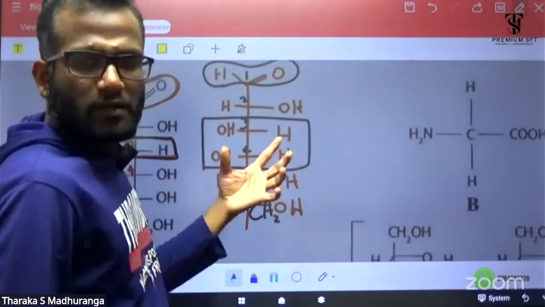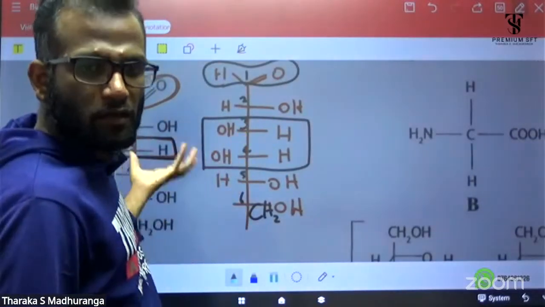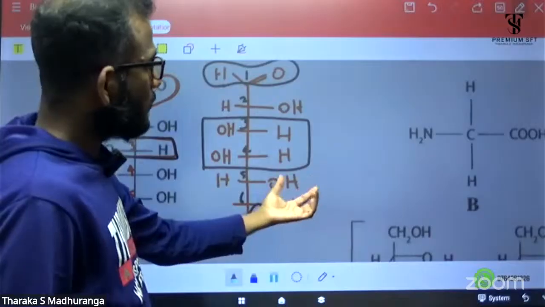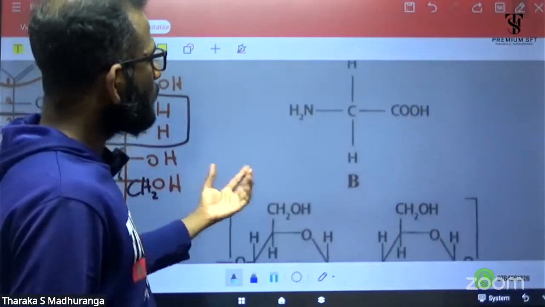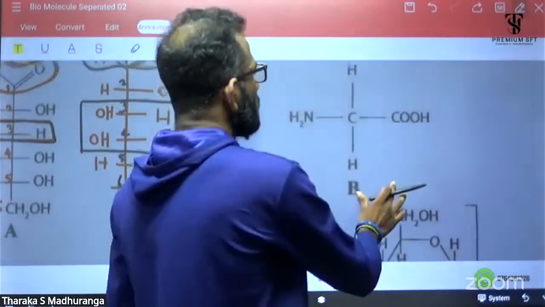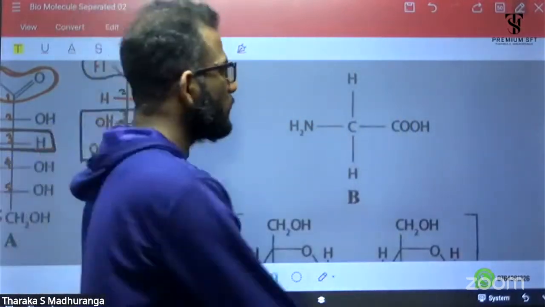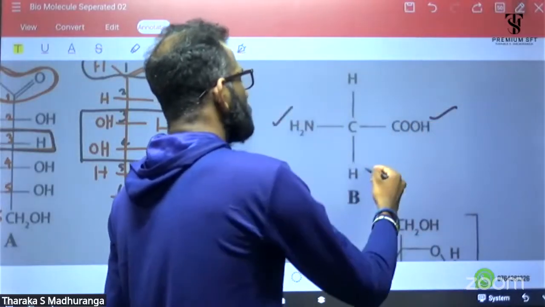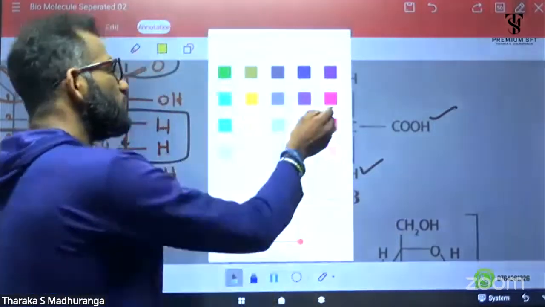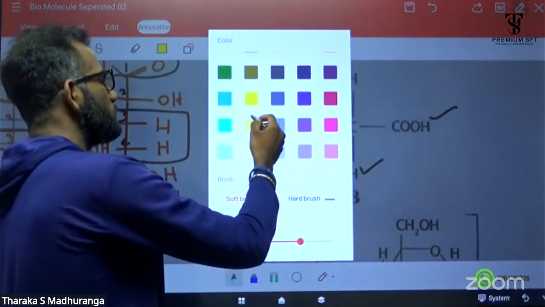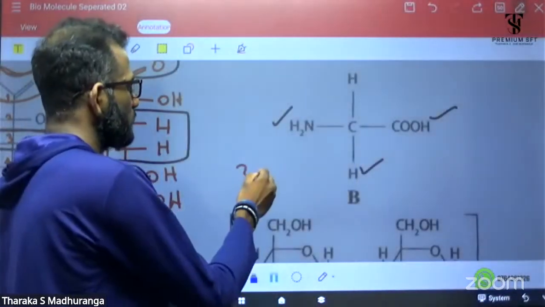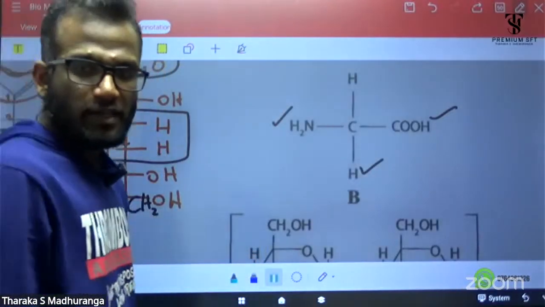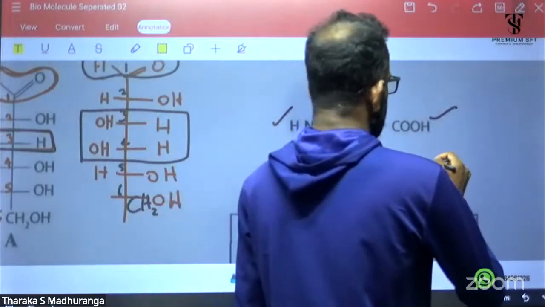If only the third carbon changes, it is glucose. If both the third and fourth change, it is galactose. Okay, what is this? It's an amino acid. How to identify? Common carboxylic group, amine group, and hydrogen. Now it is a special amino acid. What's the name of this amino acid? It is glycine, right? That's the simplest amino acid in the world.